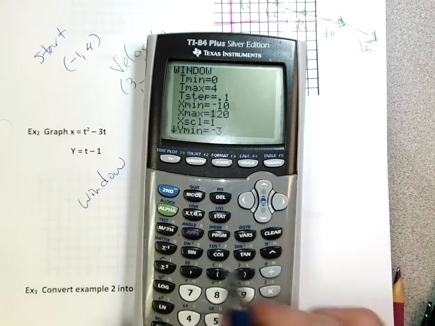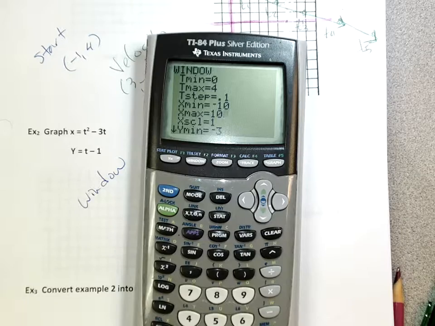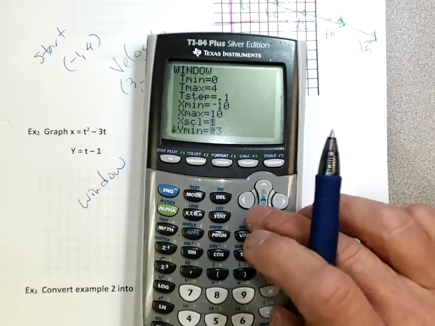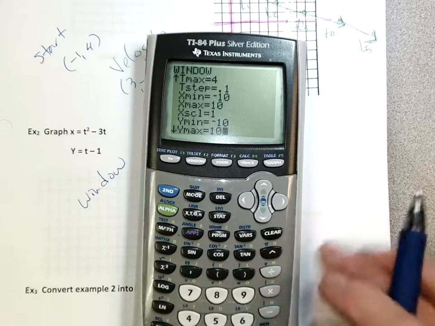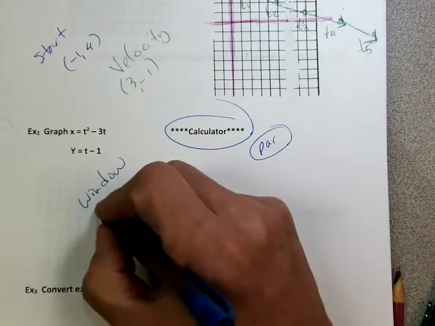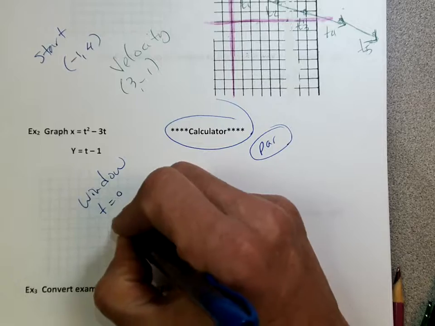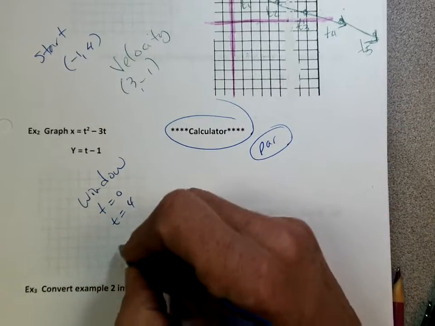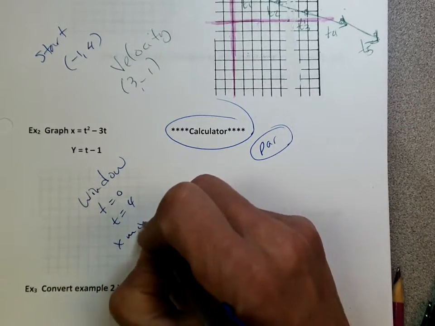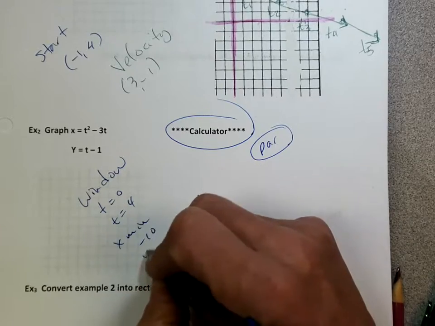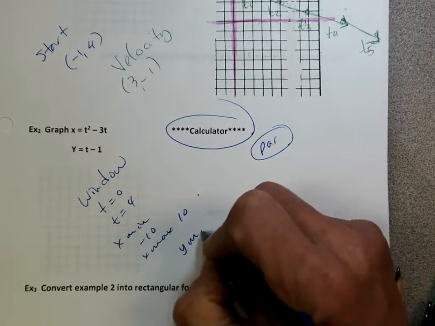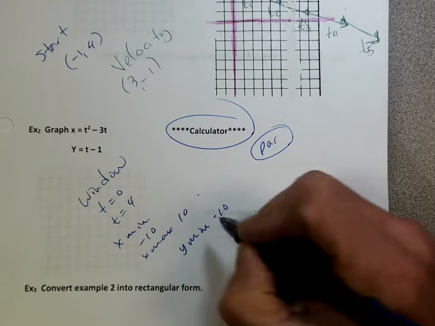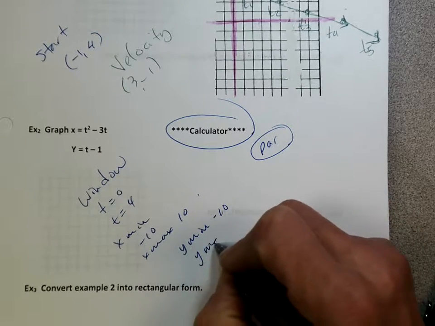Negative 10 to 10, like regular graph. Negative 10 to 10 on my window. Okay, so my window, I'll go t equals 0 to t equals maybe 4. And then my x min, I'll probably do a negative 10. X max to probably a 10. I'll do the same thing with y min, negative 10, and my y max probably 10.